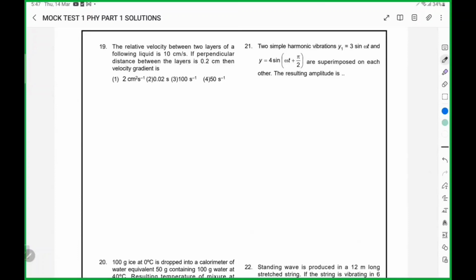Here the relative velocity between layers, that is dv, which is 10, and the perpendicular distance, that is dz, is 0.2 centimeters. So the velocity gradient is dv by dz. So 10 by 0.2, which is 50 per second.